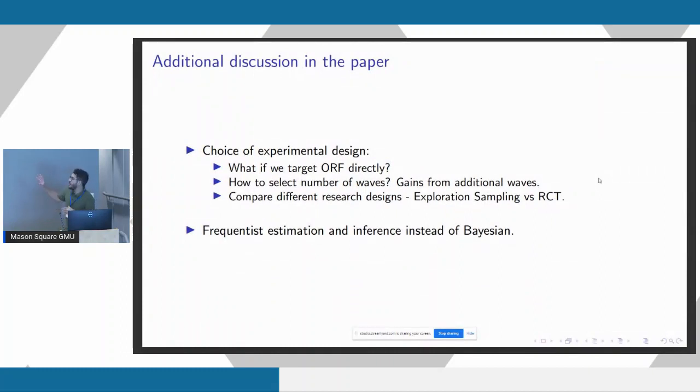There's an additional discussion in the paper, which is the choice of experimental design. These are very interesting points that unfortunately I'm not able to talk about here due to the time constraint. We talk about what if we target ORF directly. We talk about how to select the number of waves and the gains from these additional waves. We also compare adaptive sampling and RCT. And finally, we also provide some results for, instead of doing a Bayesian approach, a frequentist estimation and inference, of course.